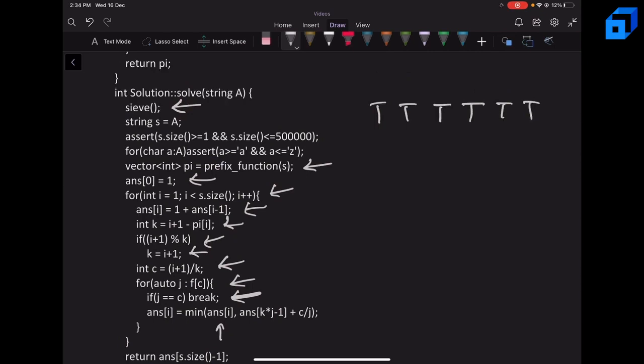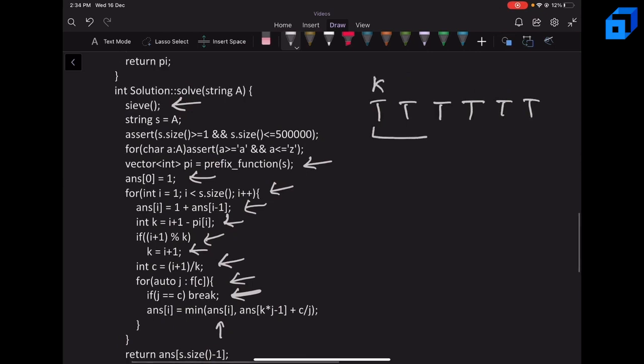So we know that this length is k. So if we club j copies, for example, if j is 3, we will have a string of length 3k, or j into k. So we already know the answer for this prefix will be answer of 3k minus 1, that is answer of k times j minus 1.